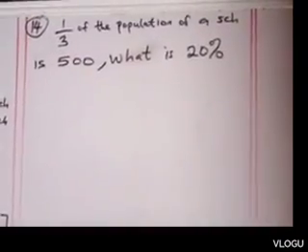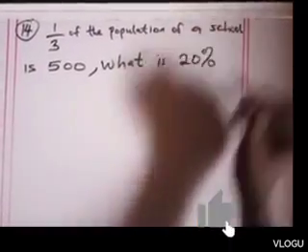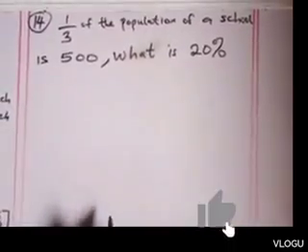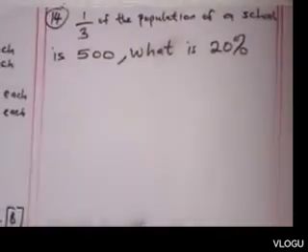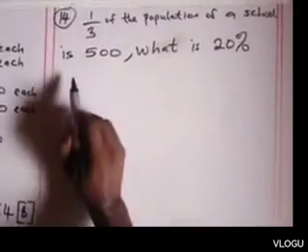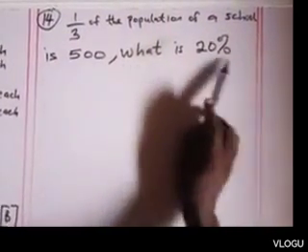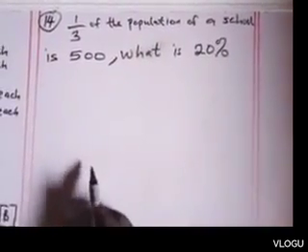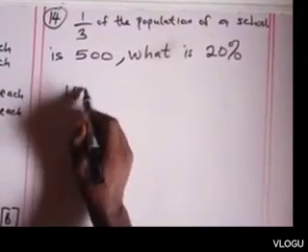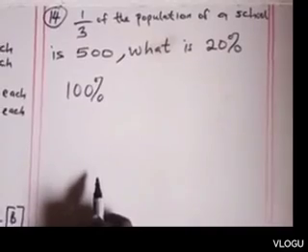Okay, for question 14, 1 over 3 of the population of a school is 500. What is 20% of the school? Now, before I can get 20% of the school, I have to get 100% of the school. And don't forget, 100% of any number represents the whole fraction.